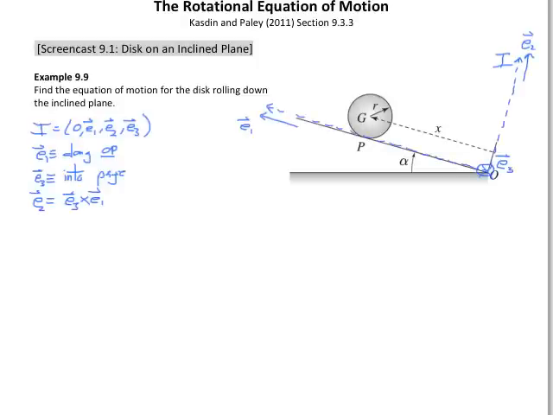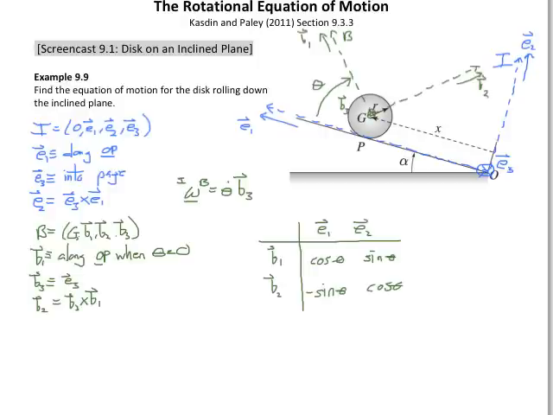The first reference frame we have is our inertial reference frame, which we define with E1 along the line OP, E3 into the page, and we do this because our disk is rolling down the hill, which is going to be a clockwise rotation as we're looking at this planar motion, and then E2 being E3 crossed with E1. The second reference frame is our body frame. We place the origin of the body frame at point G, which is the center of mass of the disk, and then B1 is along OP when theta is equal to 0.